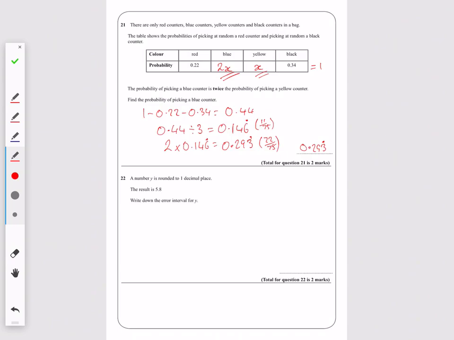Question 22. A number y is rounded to 1 decimal place. The result is 5.8. Write down the error interval for y. Well, the smallest number that would round up to 5.8 would be 5.75. And the biggest number that would round down to 5.8 is just less than 5.85. So we can say it's just less than that, and it can be bigger than or equal to the lower one. And that's the number y. So we write it as y has got to be between 5.75 and 5.85.